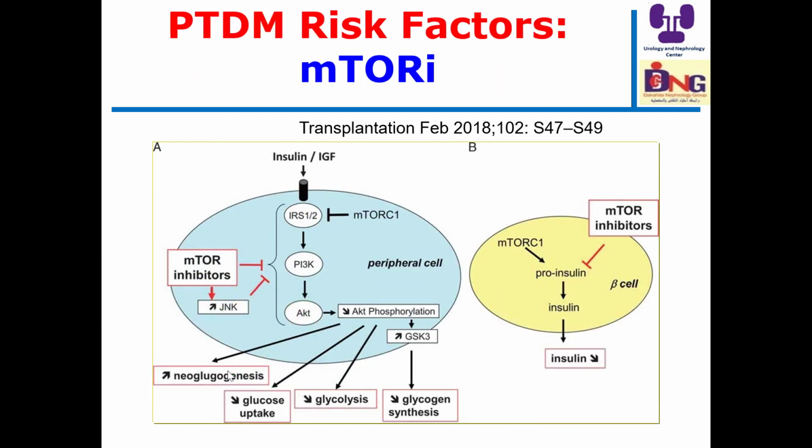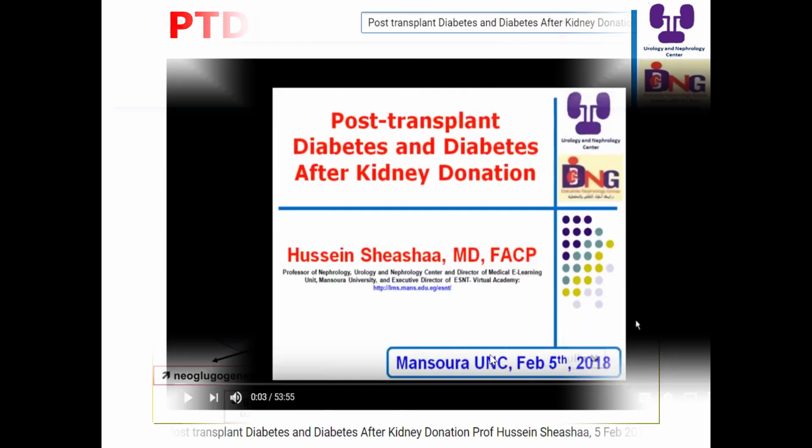mTOR inhibitors affect centrally, through affecting the islet beta cell. Through affection of the beta cell, mTOR inhibitors reduce insulin secretion, or mTOR inhibitors act peripherally through inducing insulin resistance and manipulating glucose uptake by the tissues. So these are the mechanisms of the diabetogenic potentials of mTOR inhibitors.